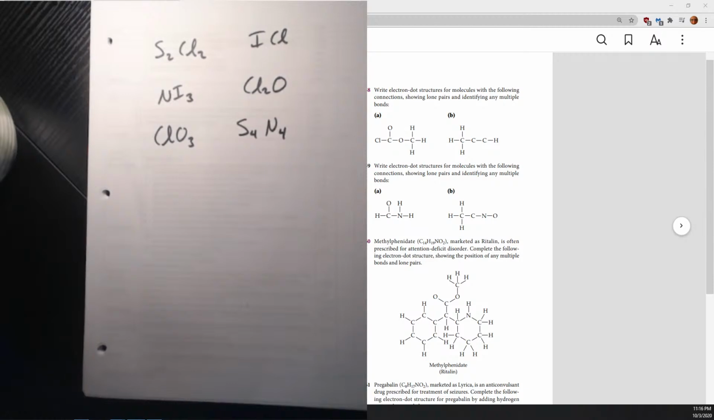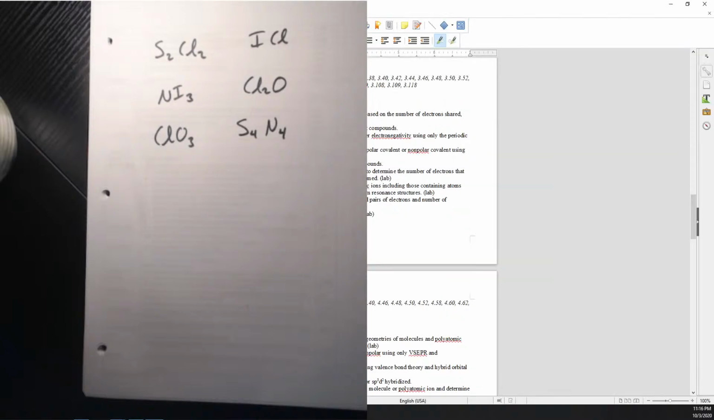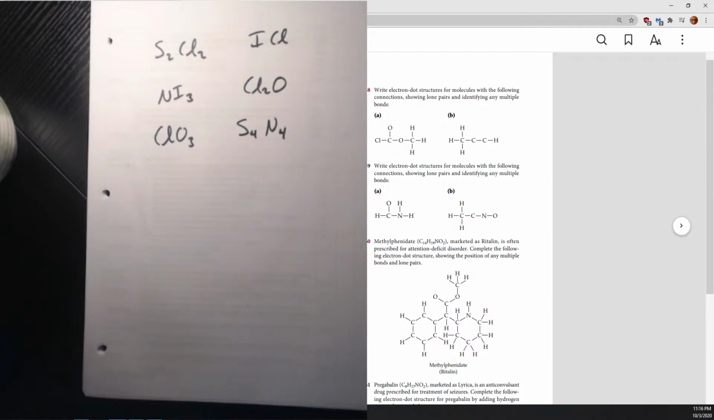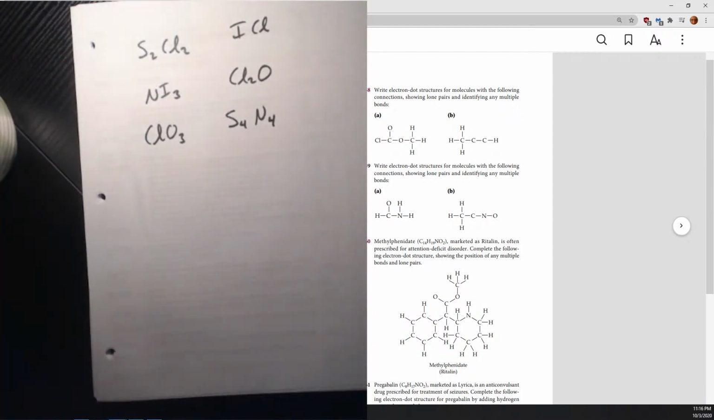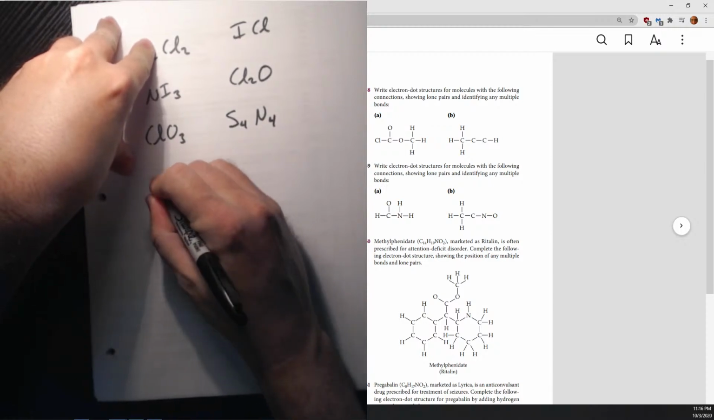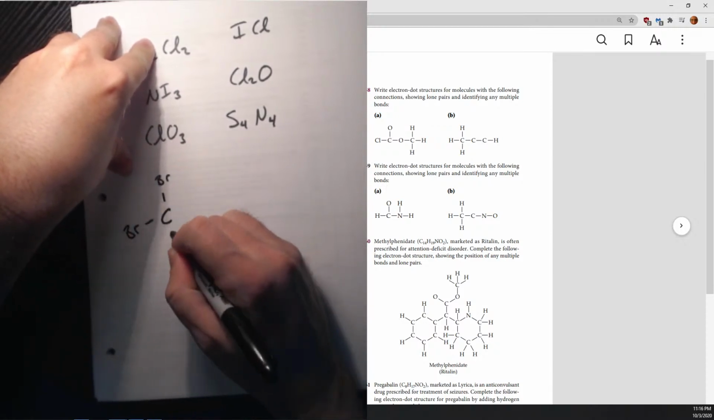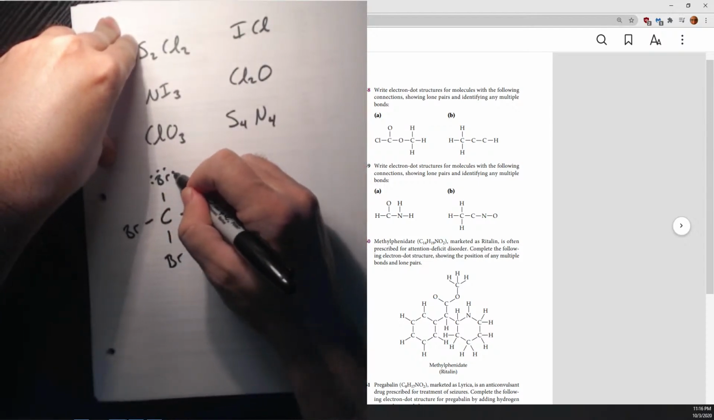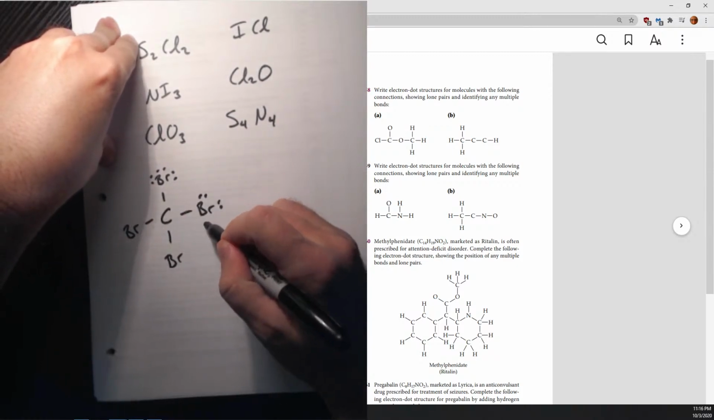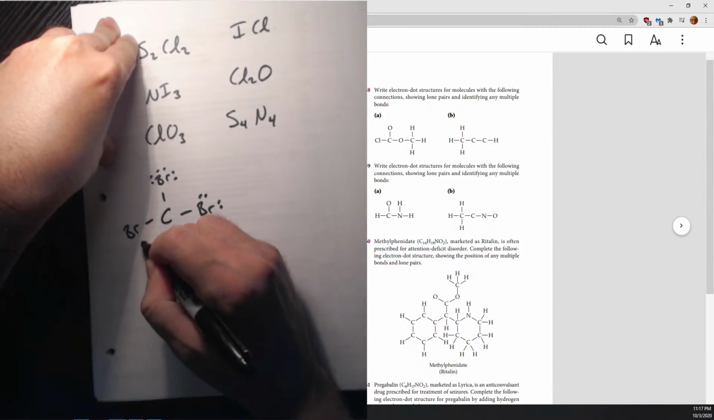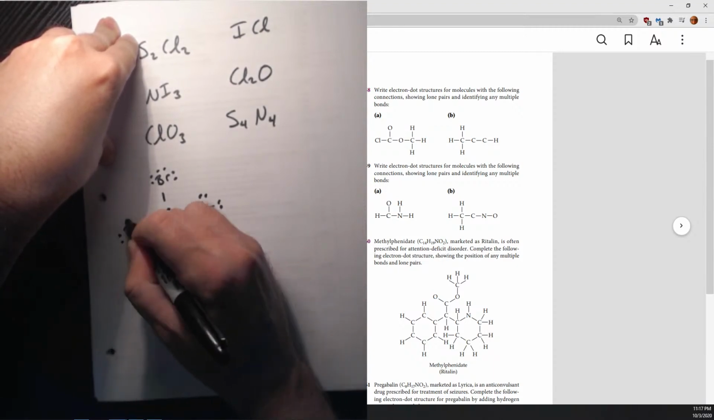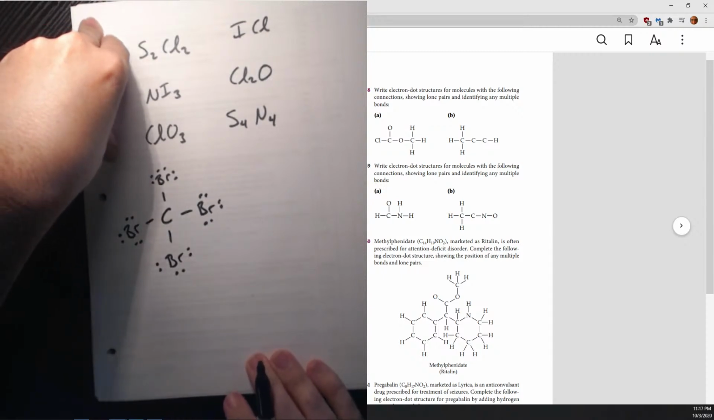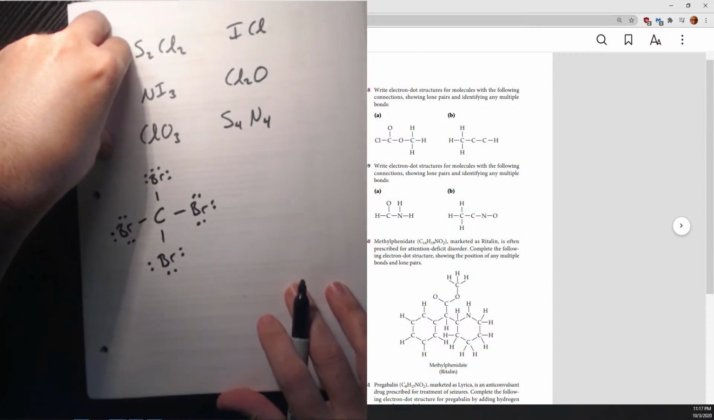And I believe 52 was the last one. Yes, 52 is what we're going to do next. 52. Draw electron dot structures for the following molecules or ions. First up, we have carbon tetrabromide, CBr4. I'm not going to go through and do this stepwise, but I will show you the correct answers. Okay. There's carbon tetrabromide, simple Lewis structures. Nitrogen trichloride.